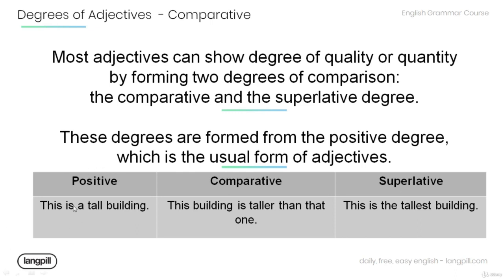Let's start with the positive degree. For example, this is a tall building. The comparative form, this building is taller than that one. And the superlative, this is the tallest building.